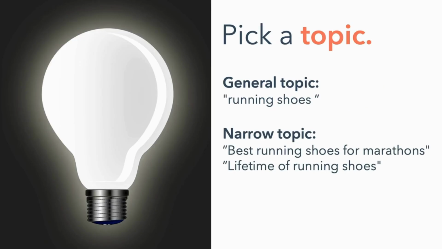Before you write anything, you need to pick a topic for your blog post. The topic can be pretty general to start with. For example, if you provide running shoes, then it might be a good idea to write about the topic of running. Expand off of this topic. In other words, iterations are different ways of approaching that topic to help you focus your writing. For example, you might decide to narrow your topic to best running shoes for marathons or lifetime of running shoes.